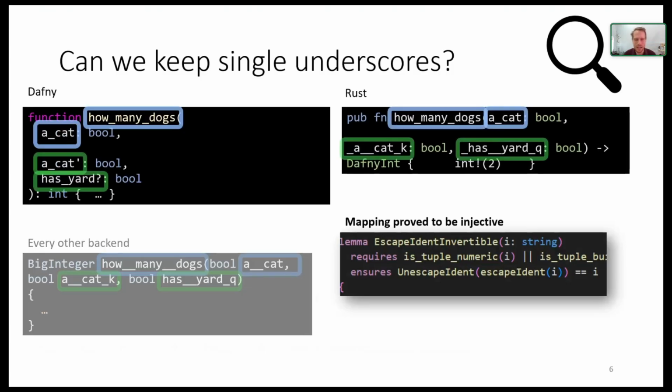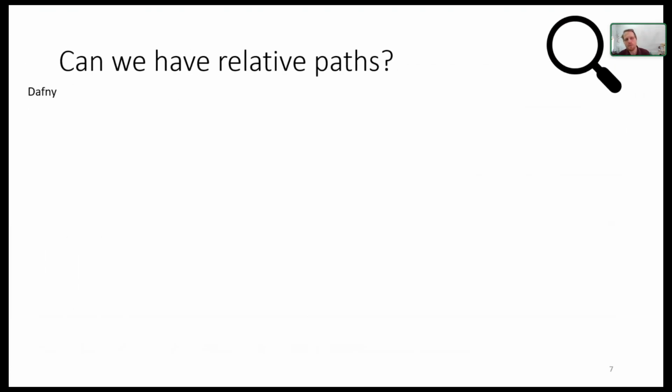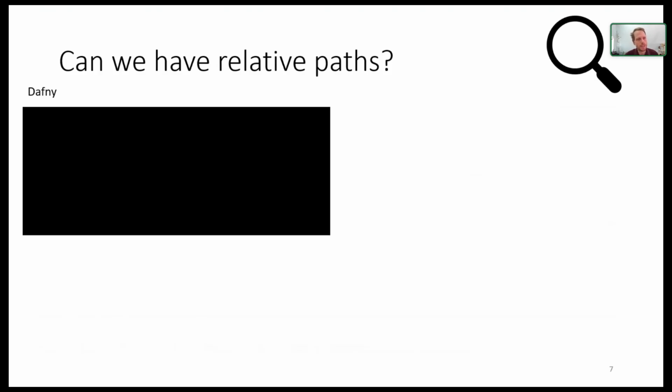And this is in our CI, continuous integration, so it will always remain valid as long as no one touches this proof. So we have more readable identifiers. Now, can we have relative paths? Is something that's almost in every other backend. Let me show you what happens.